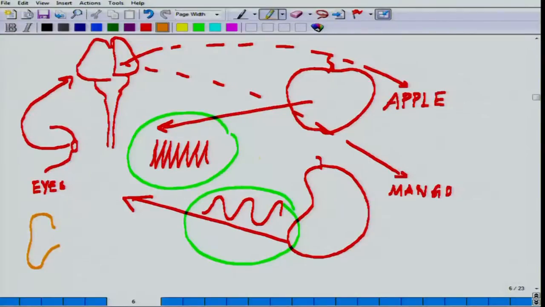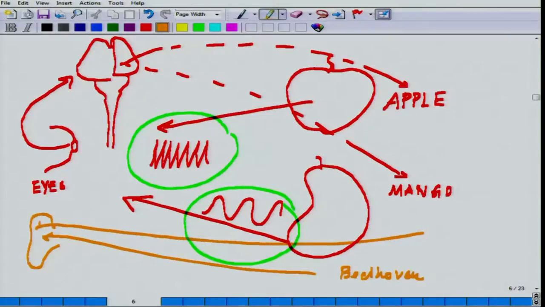By the same token comes the other side of the story, which is hearing. Say for example, you are hearing something like Beethoven, or something like oriental music. So different trains of signals are coming here, and different trains are coming here.